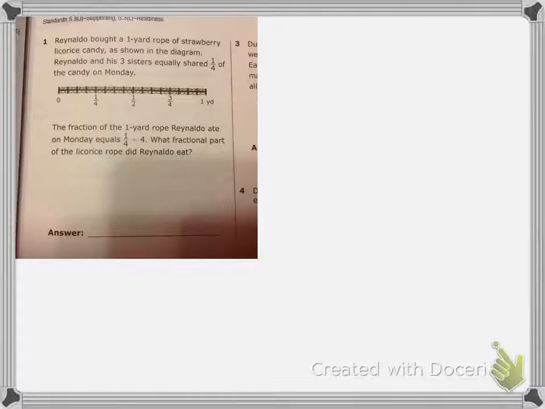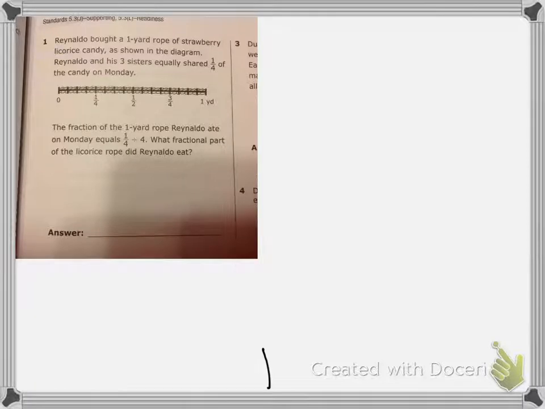We said Ronaldo bought 1 yard of rope. 1 yard rope of strawberry licorice candy is shown in the diagram. Ronaldo and his 3 sisters equally share 1/4 of the candy on Monday. The fraction of the 1 yard rope Ronaldo ate on Monday equals 1/4 divided by 4. What fractional part of licorice rope did Ronaldo eat? So if we look at this, they've given us the problem, 1/4 divided by 4.